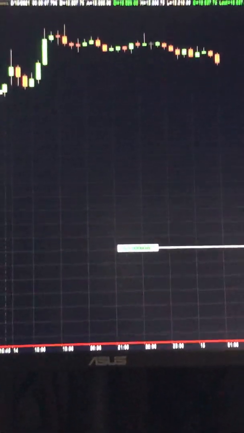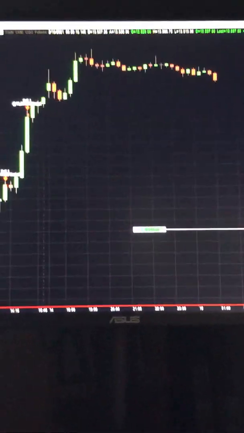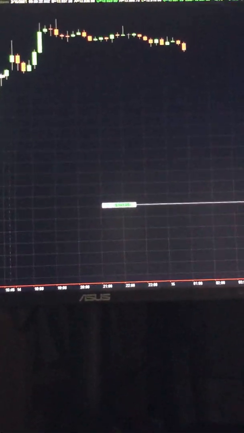looking at the 15-minute, it looks like we've got a nice little top forming there. That has formed, and if anything, it looks like we're due for a little rollover. It looks like it's rolling over, and that we may get a little pullback.